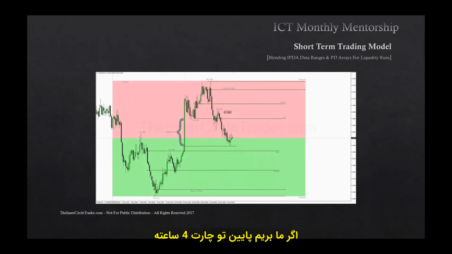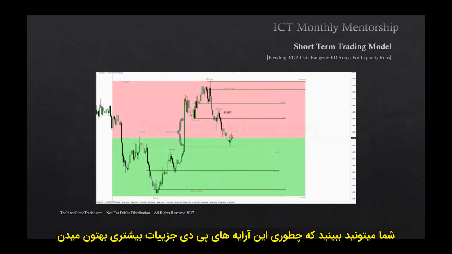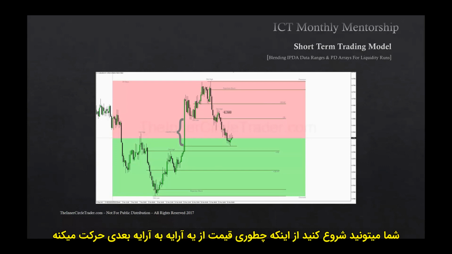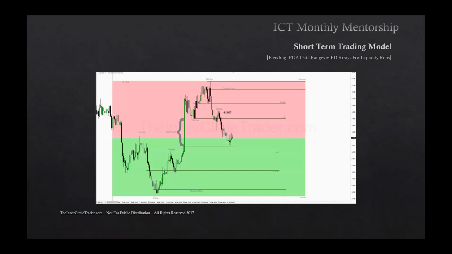If we move down into a 4-hour chart, you can see how these PDA arrays give you much more detail, and you can start to see how price moves from one PDA array to the next. The market for the Australian dollar made a higher high on Tuesday, failed to make a higher high and trade higher into a monthly range as I had expected in my analysis.